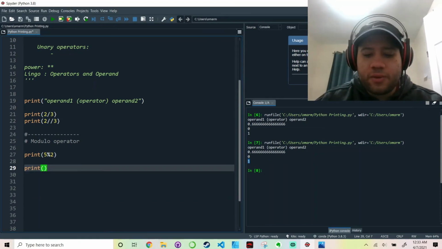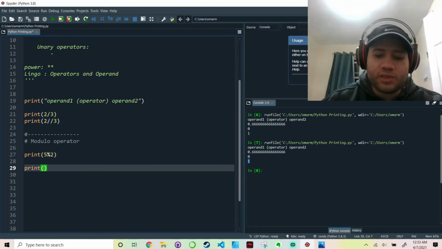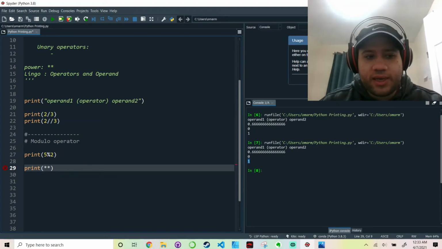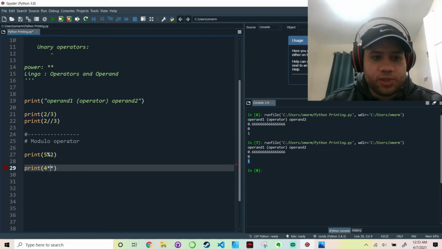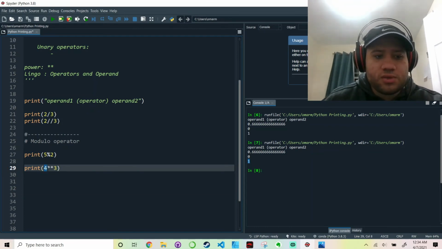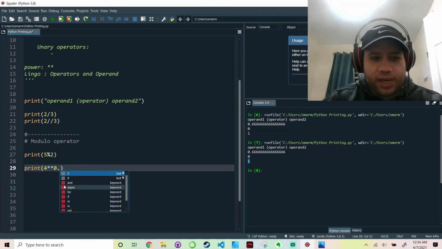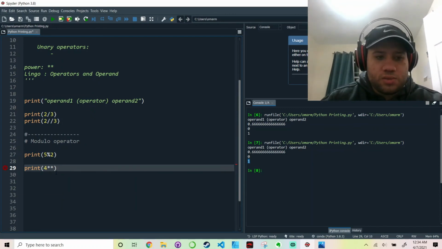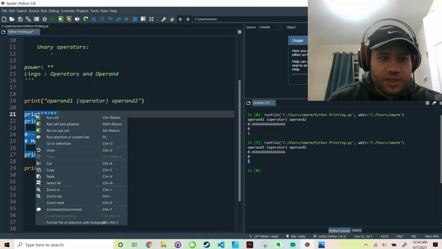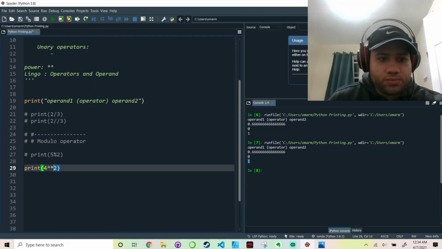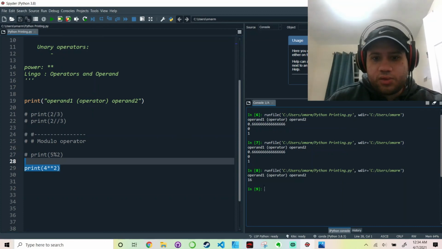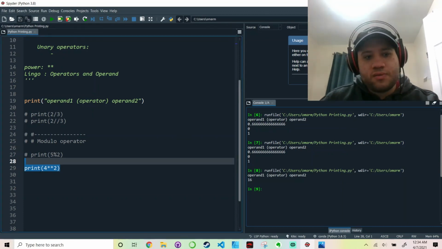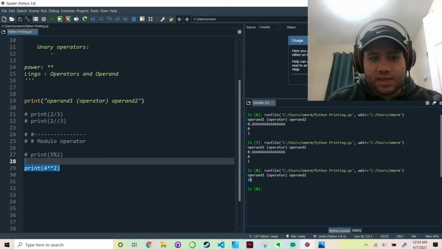Finally, let's look at the power operator. To get the power operator, you simply put 2 asterisks, and you put an operand before and an operand after. So here you have 4 to the power of 3. You could also do something like this. It would be 4 to the power of half, which is basically a root. Let's just have a look at this alone. And there you go. 4 to the power of 2 is in fact 16. And these are the operators.